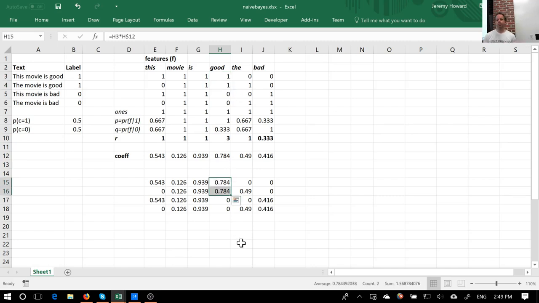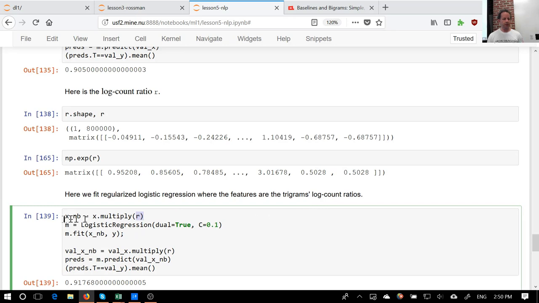So we haven't really changed much, right? We've just changed the ones into something else, into the R's from that feature. And so what we're now going to do is use this as our independent variables instead in our logistic regression. So here we are, multiplied XNB, X naive Bayes version, is X times R, and now let's do a logistic regression fitting using those independent variables. And let's then do that for the validation set and get the predictions. And lo and behold, we have a better number.